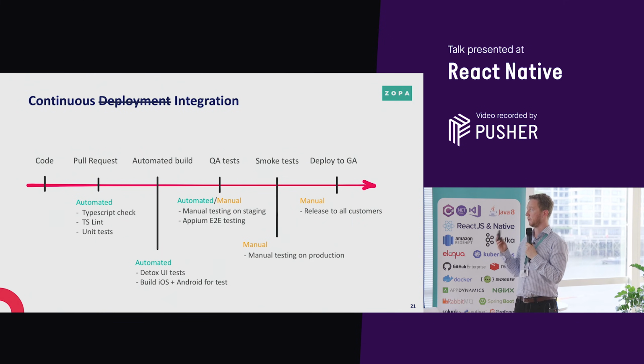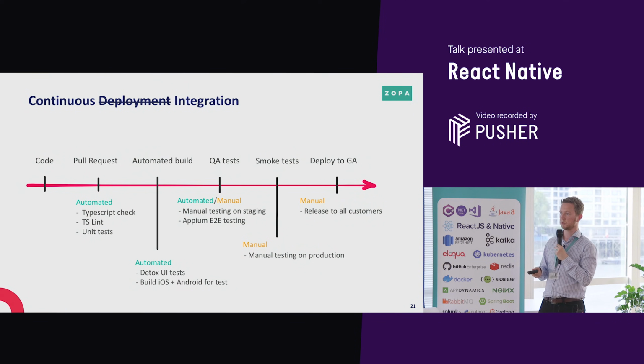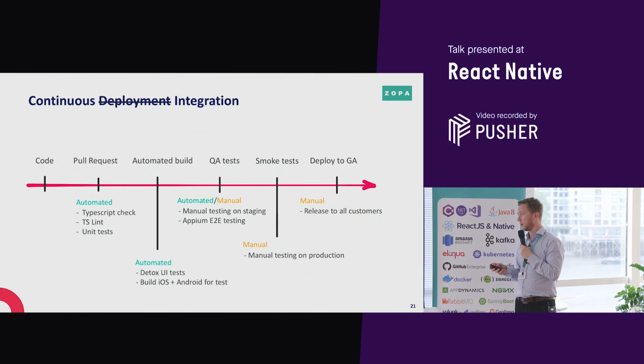So what we have today, we reached that point, which is more continuous integration. So we were able to automate TypeScript check, TSLint, unit tests when you create your pull request. We automate the integration tests, UI tests with Detox, and we also generate a build automatically when all the tests are passing. And then when you reach QA, we have half automated and half manual testing. So our QA team is working on automating all the tests, but we still have some manual tests, especially for new features, for the time for them to catch up.